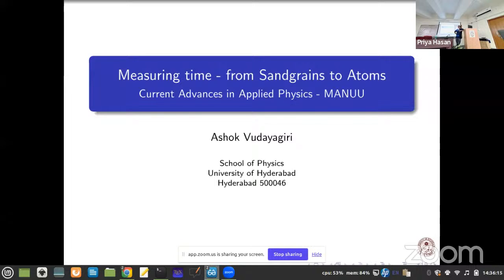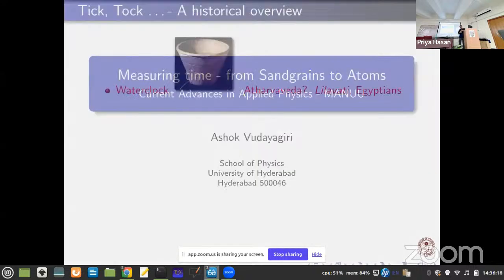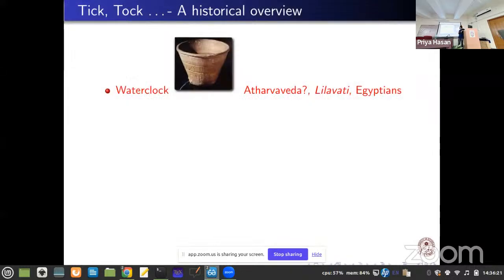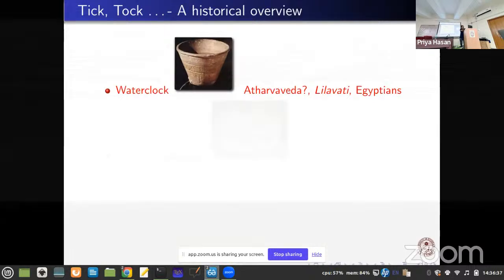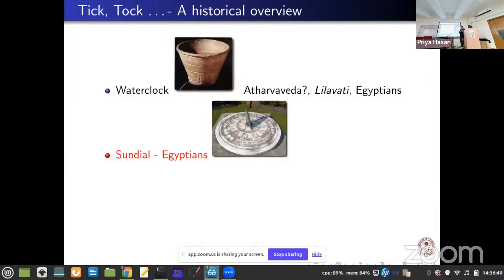But then measurement of hours, minutes, seconds started becoming more and more important. And of course, different people used different techniques. The water clock, probably Egyptians started it. Fill a tank with water, make a little hole there, and it starts pouring out to make measurements. This is one of the Egyptian systems. Egyptians also did sundials. As the sun moves, the shadow keeps rotating on the platform.